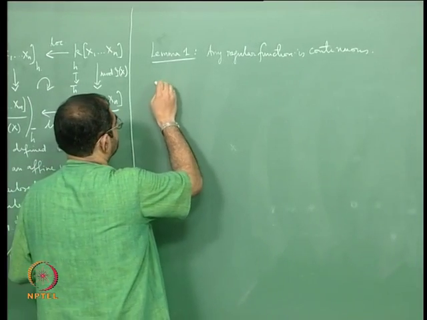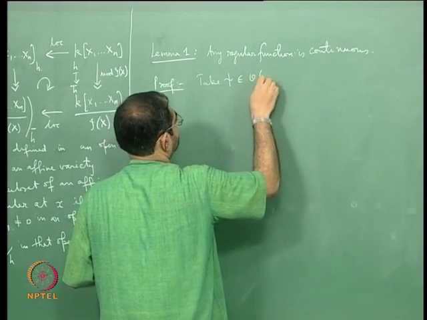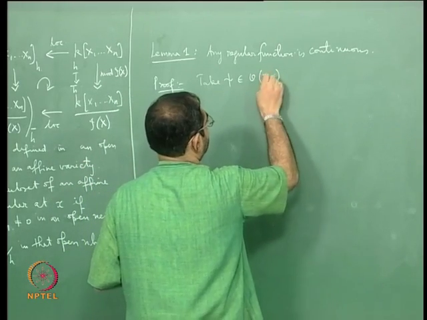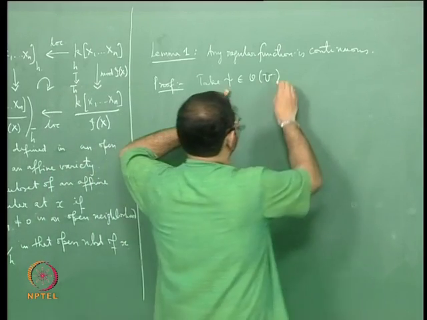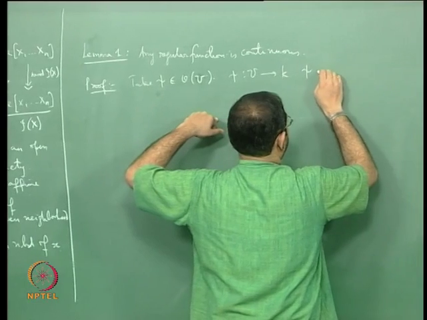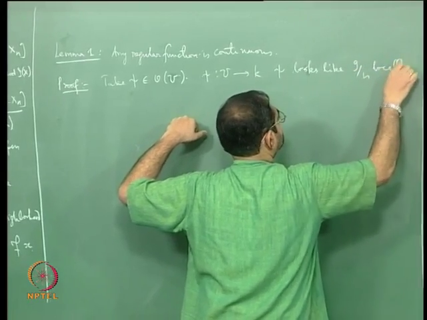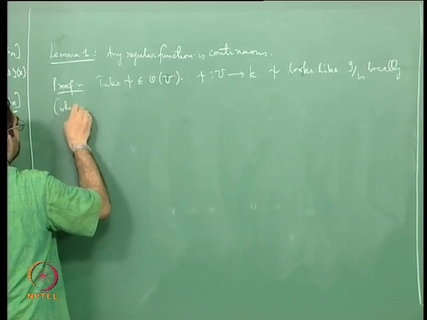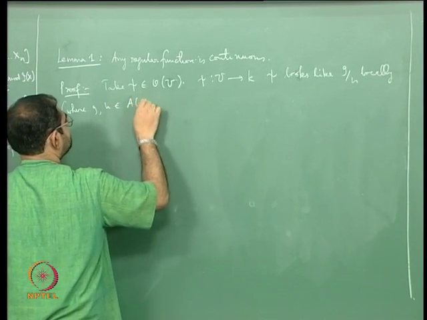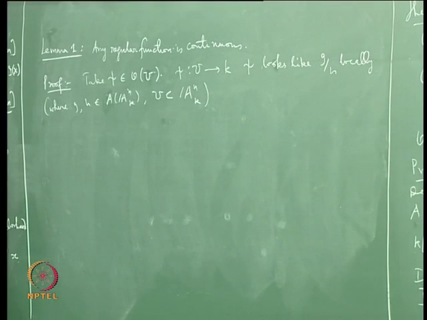So what is the proof? Take psi in O of U. So psi is actually a map from U to K. Psi looks like g mod h locally, where g and h are polynomials in the right number of variables, and you are considering U inside that affine space.